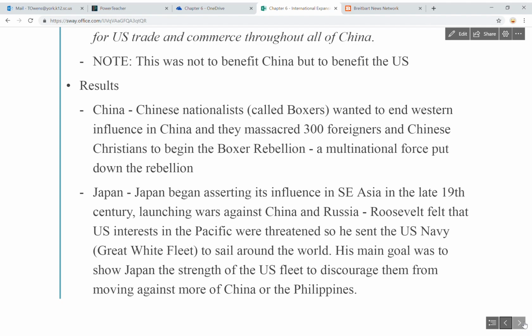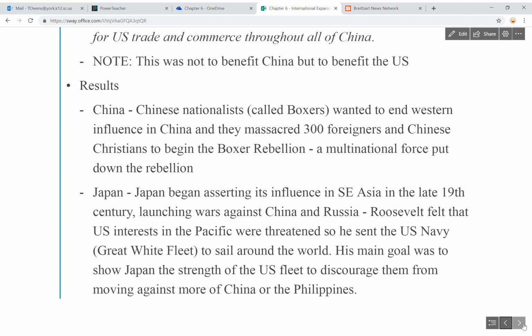Now, he's going to send this fleet, and its name was the Great White Fleet, to sail around the world. Now, this Great White Fleet is just that. The ships had been painted white. It was meant to be intimidating. I don't know of too many people today who will say, ooh, white ships, I'm scared. But from what I've read, white in the Japanese culture signified death.